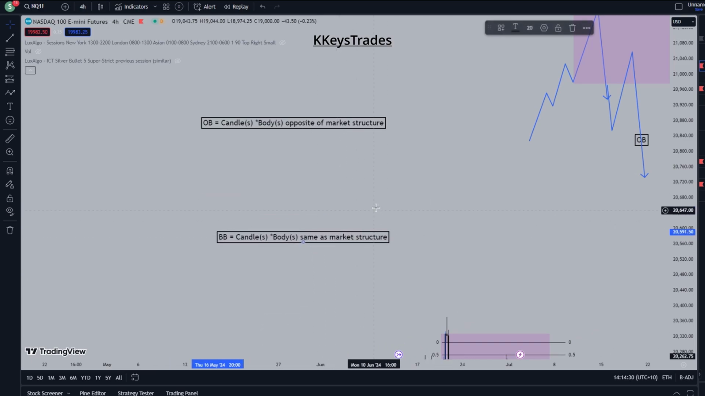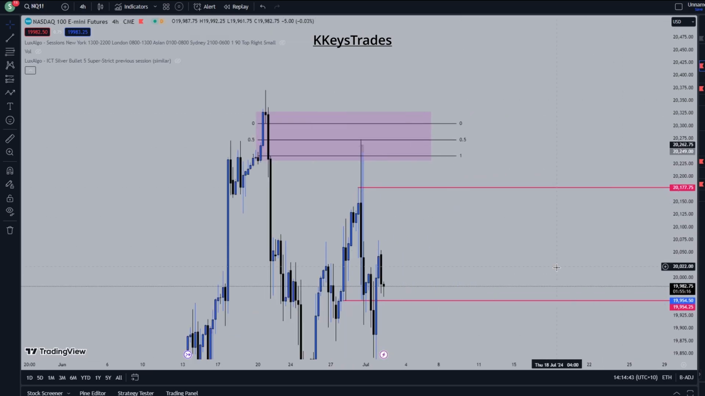For breaker blocks, it's the same thing, but the candle bodies are going to be the same as market structure. For a bullish breaker block, you want to see a bullish candle; for a bearish breaker block, a bearish candle. And so I'll go show examples.